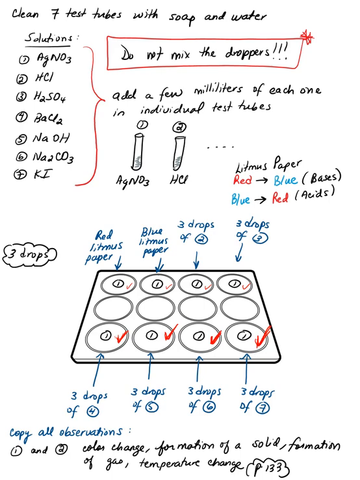When you're done with this, make sure that you have a beaker. It can be like a 400 milliliters beaker. Just transfer all of your solutions from the spot plate into that beaker, rinse it with water, and now we can prepare the spot plate for the next one.